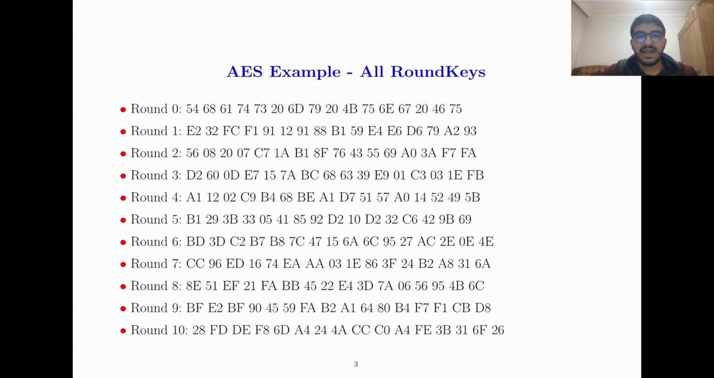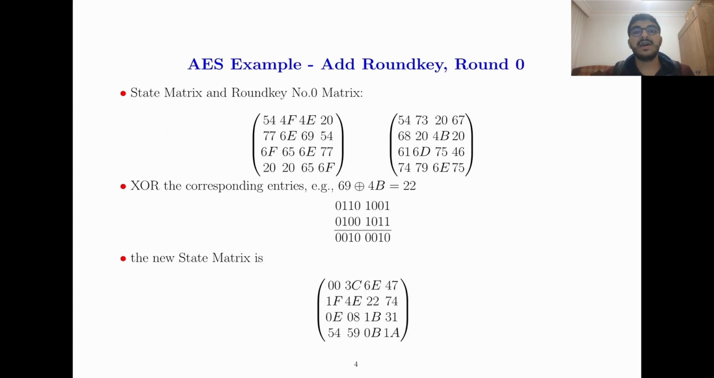We are applying exactly the same operations 10 times and we get round 1, round 2, round 3, round 4, round 5, 6, 7, 8, 9, 10 round keys. Then we are starting to encrypt our plaintext.